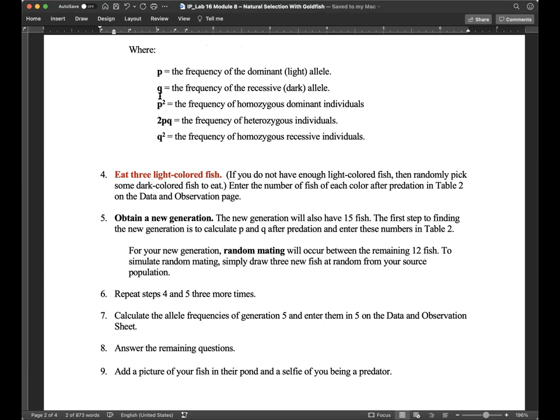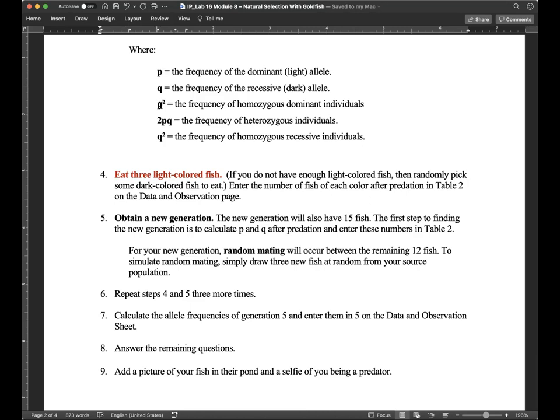P, Q, P squared, 2PQ, and Q squared. P is just the number of dominant alleles, or the frequency of your dominant alleles. I would usually use a big A and a little a for these things. So P would be the big A, Q would be the little a. PQ, can you guess what that would be?